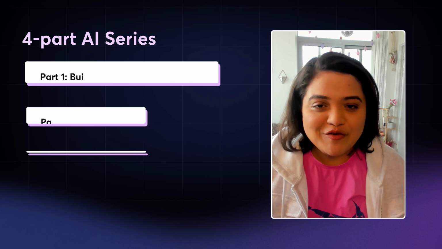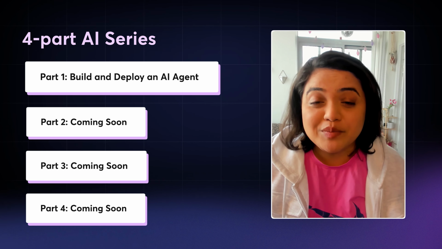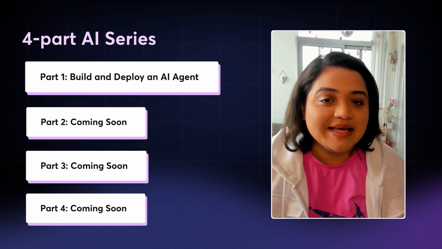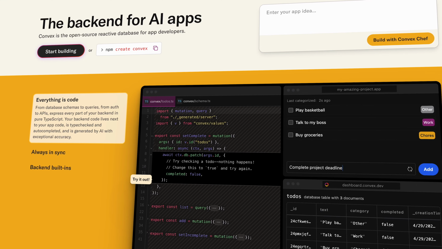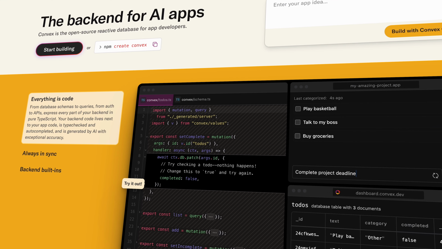And this is part 1 of my AI agent series where we will be bringing real decision-making agents to life. Not just simple chatbots, but one that can plan, react, and work intelligently. We will be using Next.js 15 alongside React 19, and we will be using Convex, which is an open source reactive backend for all our agentic workflows and agents.